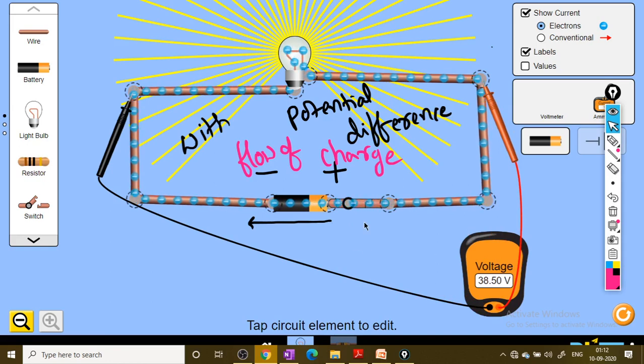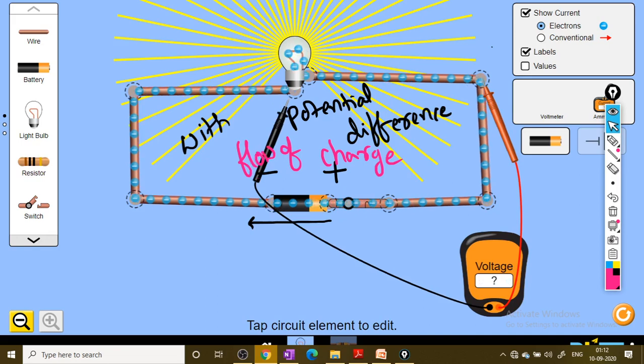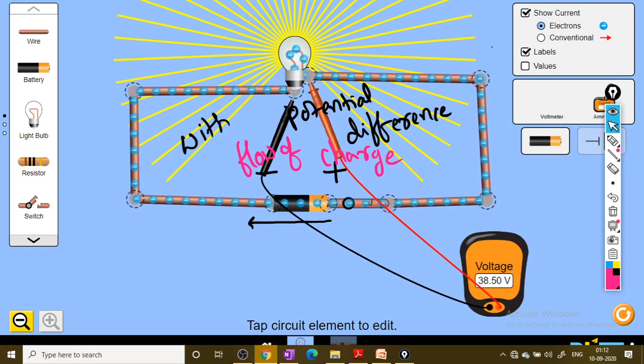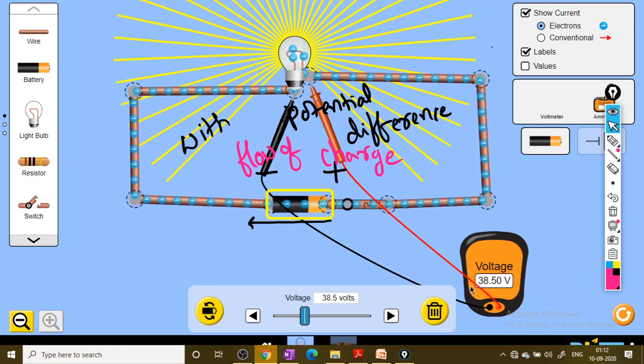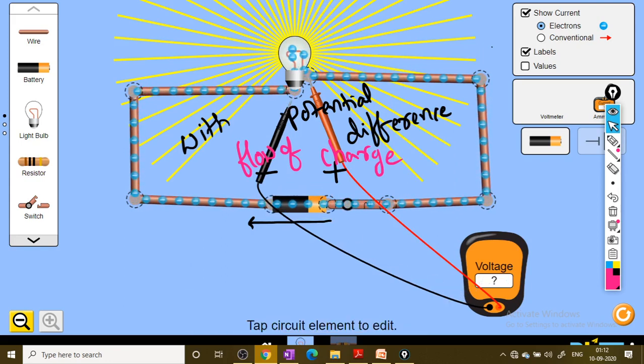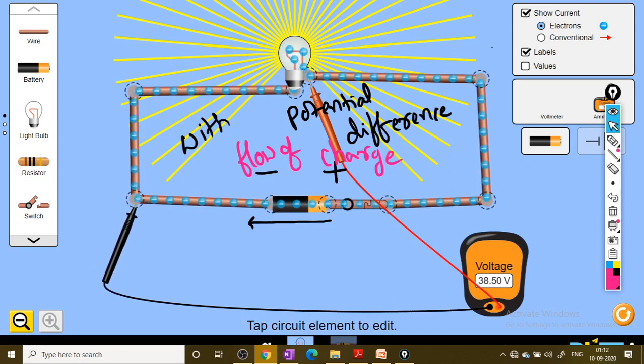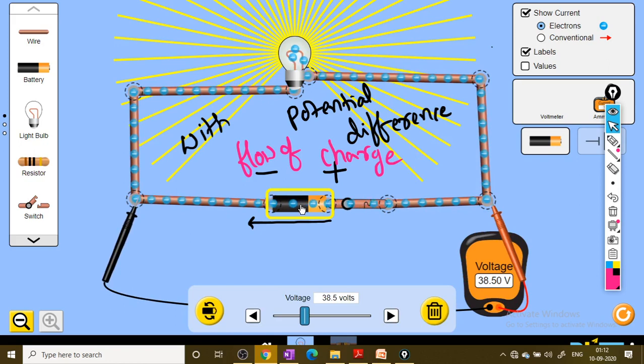So we will talk more about this concept, how the potential difference changes. Here also you can see the potential difference across the cell is 38.5 volt. Without the potential difference, there won't be any flow of charge. So that is the importance of potential difference. Here we define potential difference.